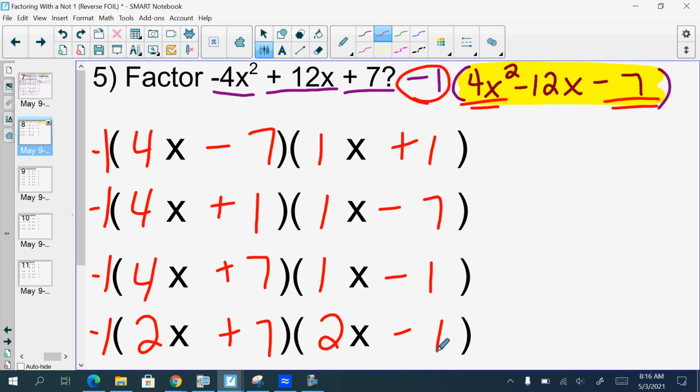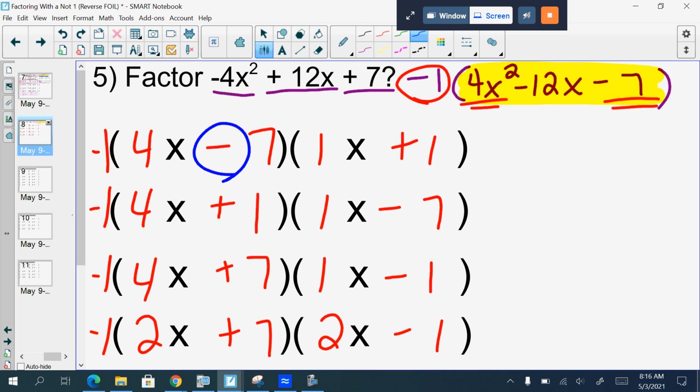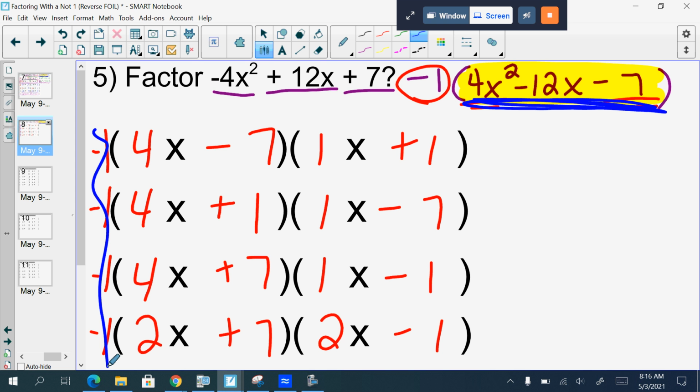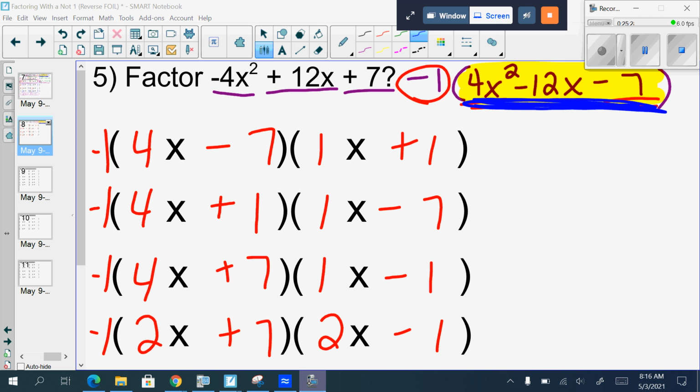There'd even be more this time because of the fact that it makes a difference whether this is negative or this is positive, and it matters whether the 7 is here or here, okay? So again, I'm going to let you just play around with it for a little bit until you find the combination that foils back out to what's highlighted, okay? Again, don't worry about this negative 1 out front. Just foil them out till you find the one that matches what I have highlighted.